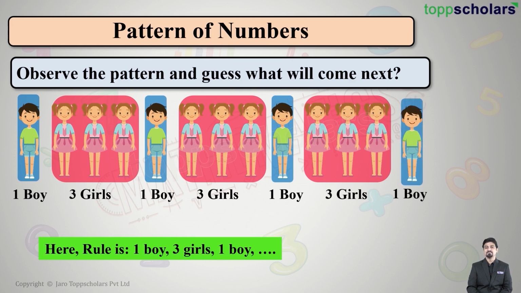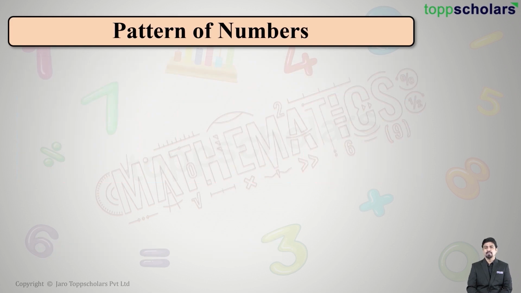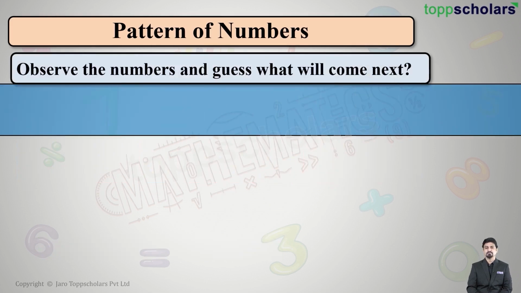So that is my missing part of this pattern. Did you observe the numbers? 1, 3, 1, 3, 1, 3, 1. That's the pattern. Come on, let's take up the next example.